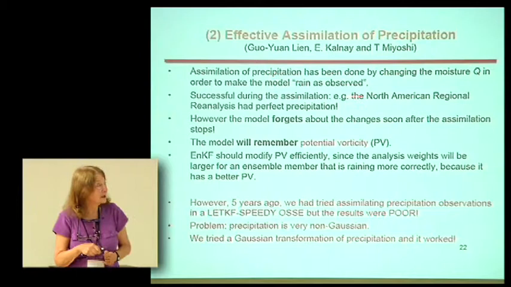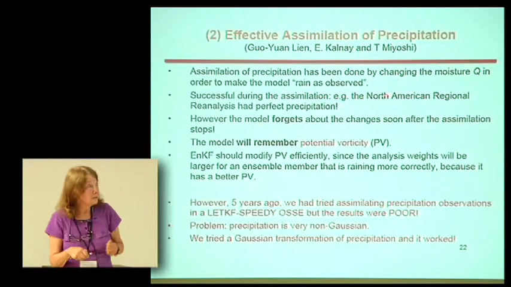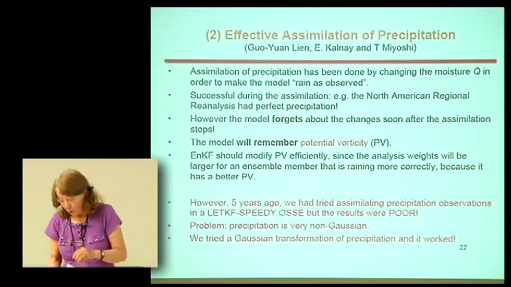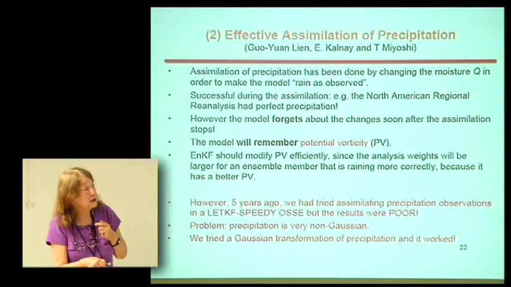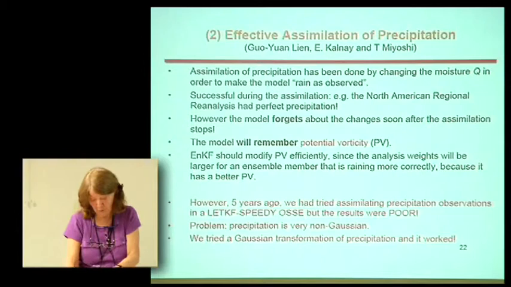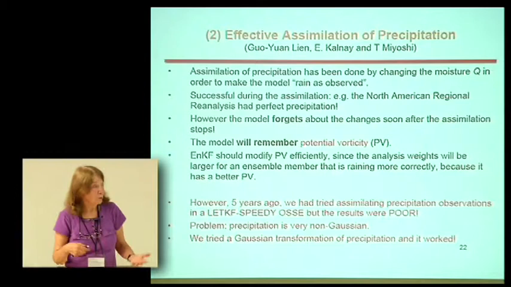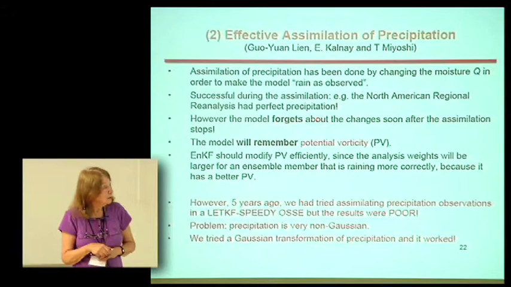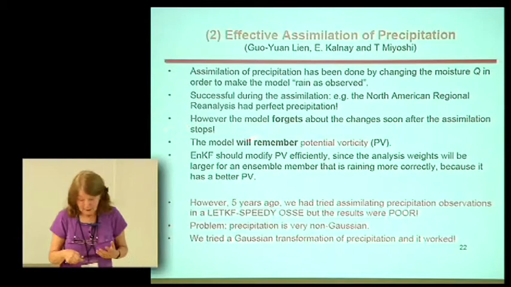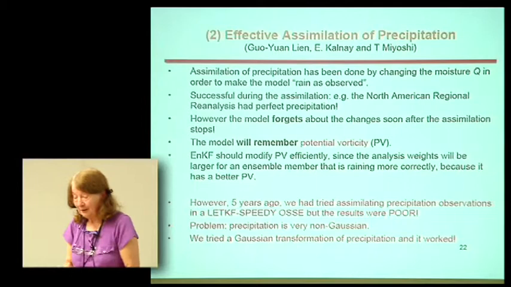For example, in NCEP we did the North American Regional Reanalysis, where the model was nudged, forced by changes in moisture to rain as observed, and indeed during the assimilation the precipitation was identical to the observations, which had many advantages. But the model forgets about the changes as soon as the assimilation stops. Why is that? Because changing the moisture doesn't change the dynamics.